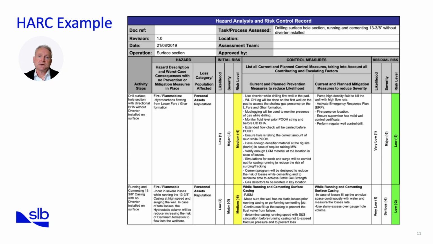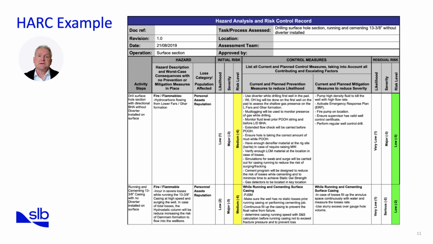Preventive actions include using diverters on the first pad well, employing mud logging to detect gas, monitoring mud levels, ensuring proper weighting materials are available, and designing cement programs to strengthen barriers. These reduce the likelihood of an incident.